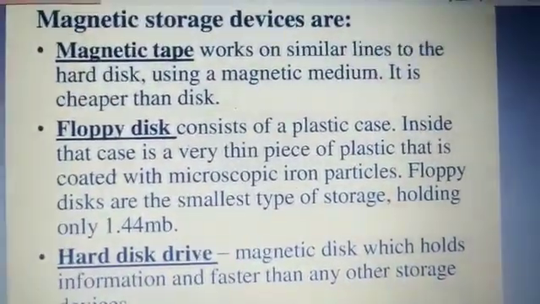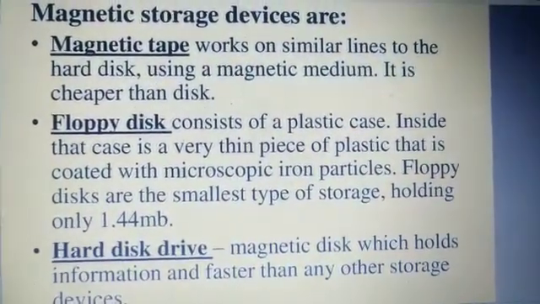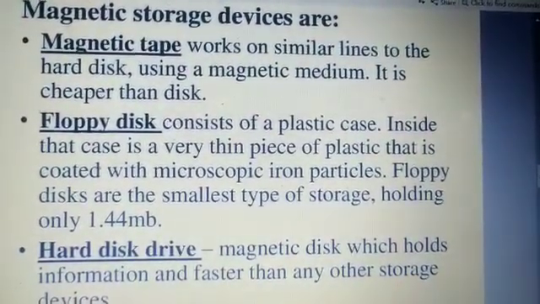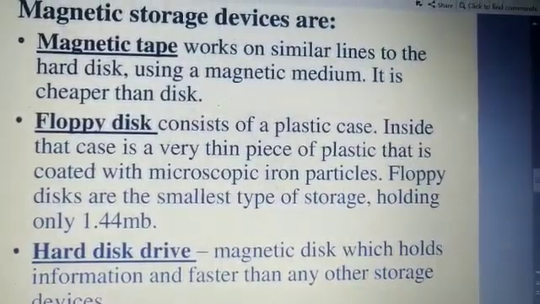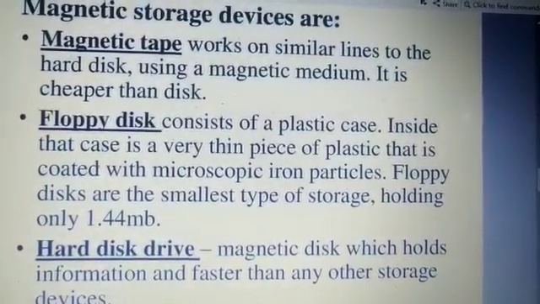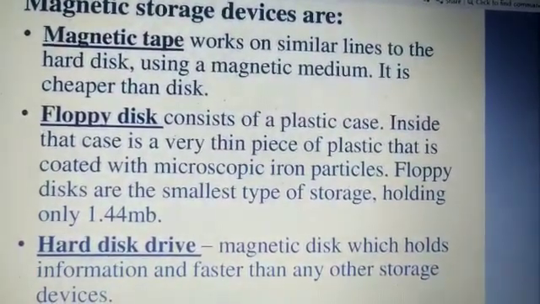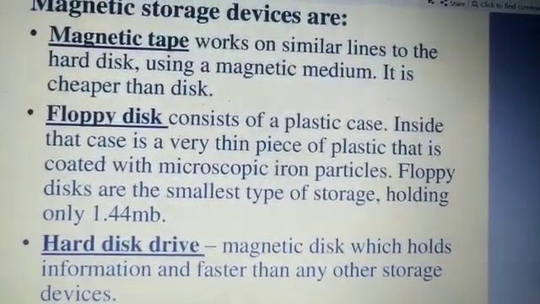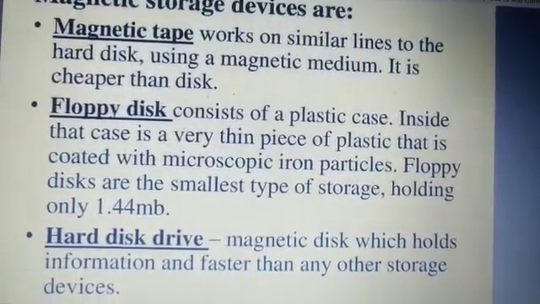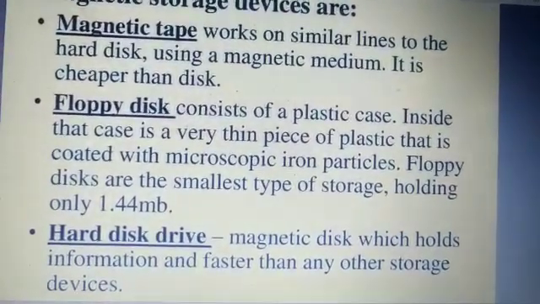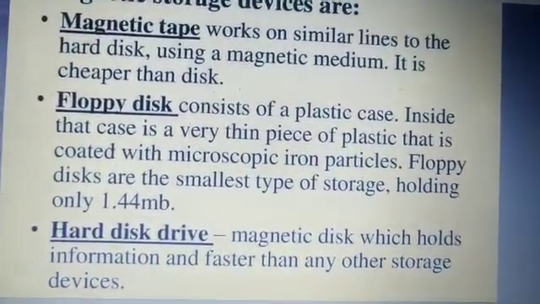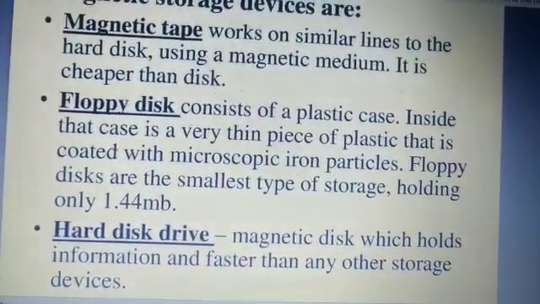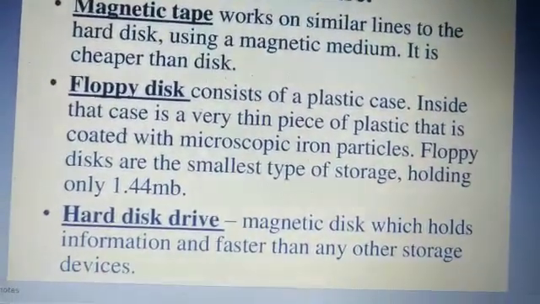Next is the hard disk drive. Magnetic hard disks are the most common type of direct access storage devices used to store digital data. Data is recorded permanently on one or more circular disks called platters. The capacity of a hard disk is much more compared to the other devices.